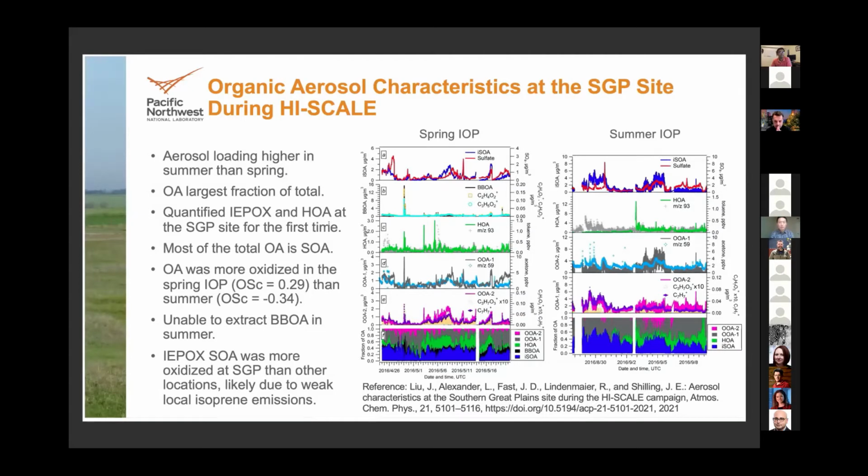So we ran a high-resolution AMS at the SGP site during HI-SCALE, and with a former postdoc of mine, we performed PMF analysis, and we were able to extract some factors that haven't been reported before at SGP. Perhaps not surprisingly, we saw that the organic aerosol that was arriving at SGP is fairly oxidized. There are some seasonal differences, but this is all consistent with the relatively remote sources of BVOCs that we think are influencing SGP.